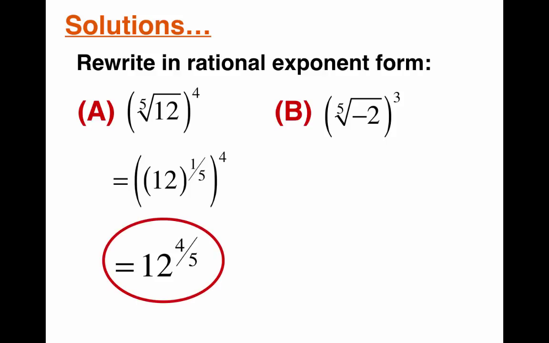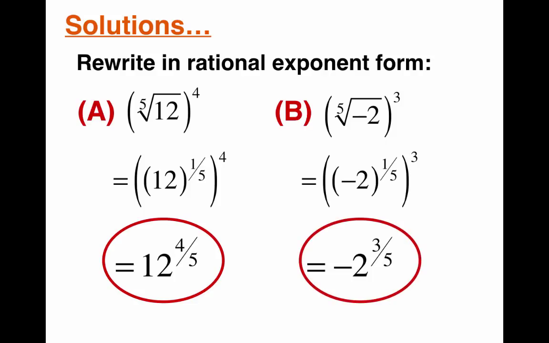For letter B, we have -2, but it's the 5th root. So that's -2 to the 1/5 to the 3rd power. So we multiply those powers. That's -2 to the 3/5 power. And it's rewritten.